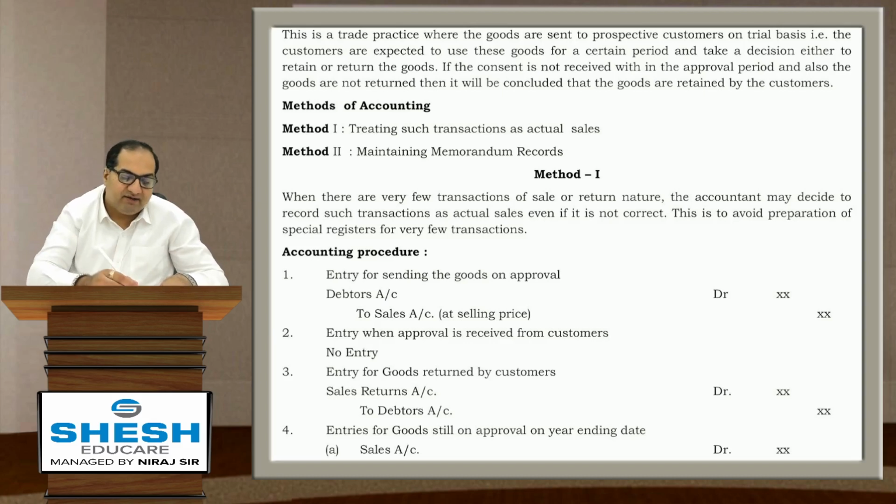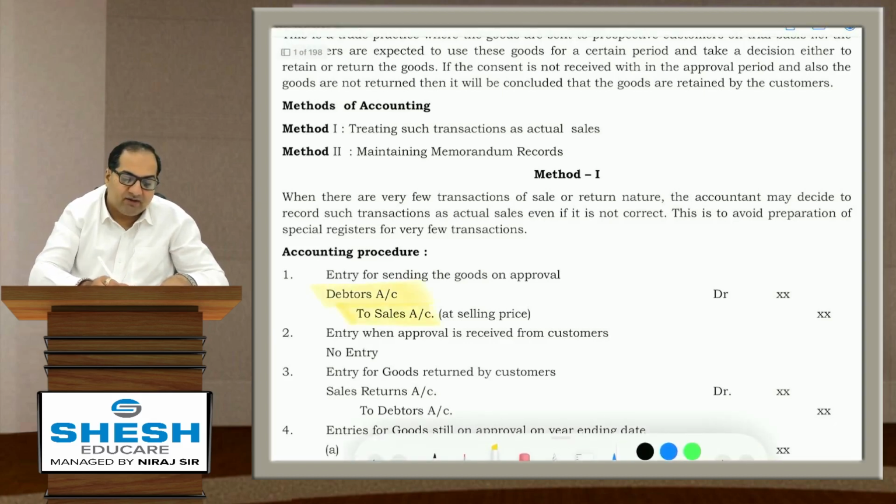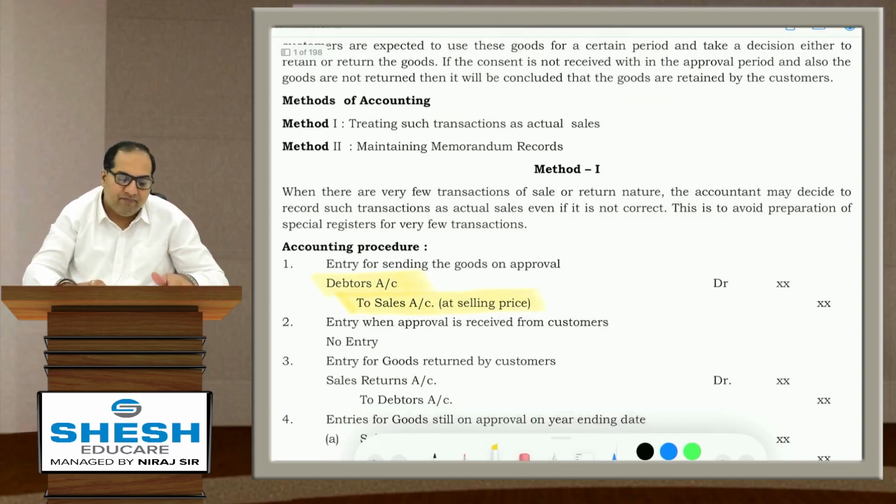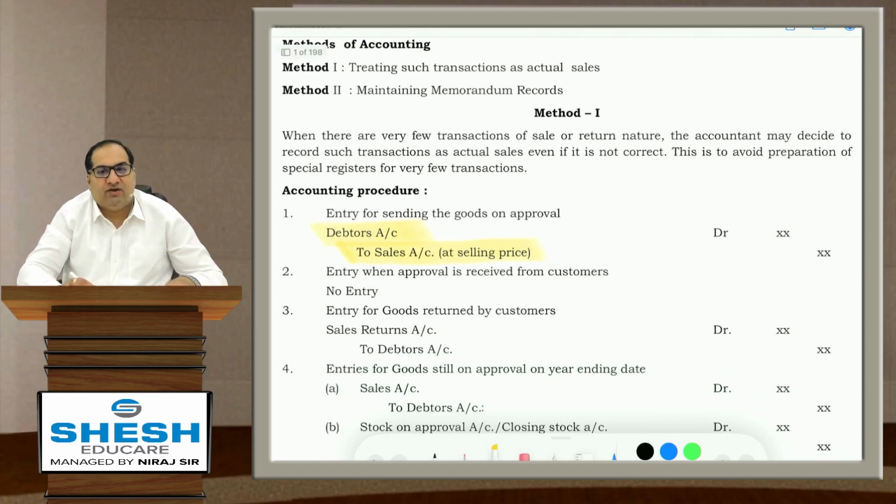This will be at which price? Debtors account debit to sales account. This will be at which price? Whatever is the selling price that we have agreed. What else? Then, the entry when approval is received from the customer.